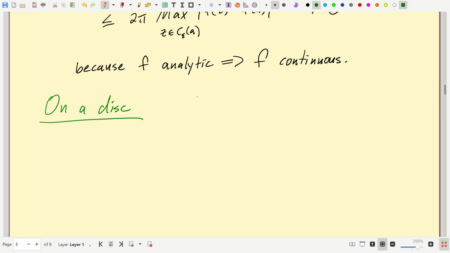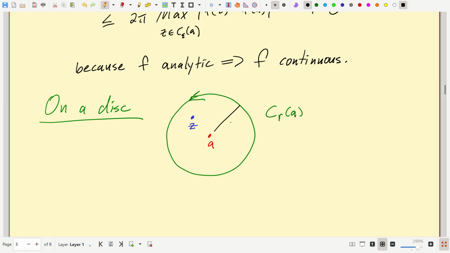Okay, so I'll have my disk here. I'll have a center point, what do I call the center point? A. And I'll have a point Z in the disk, like that. Let's call this C sub R about A. So that's a circle of radius R.